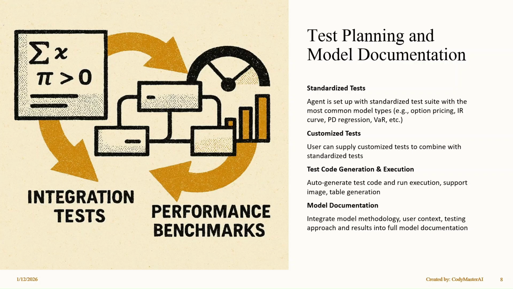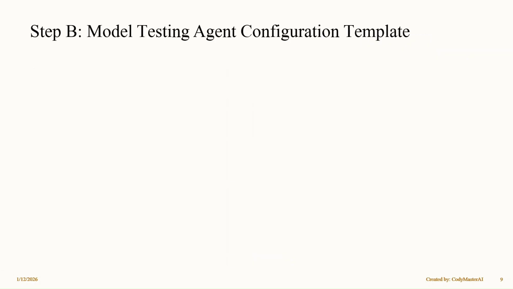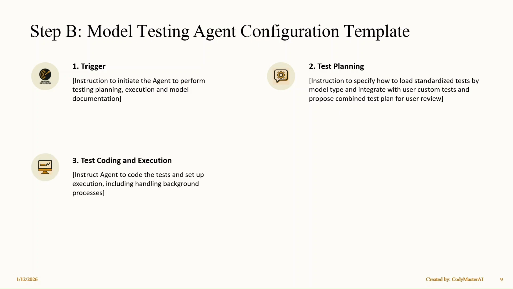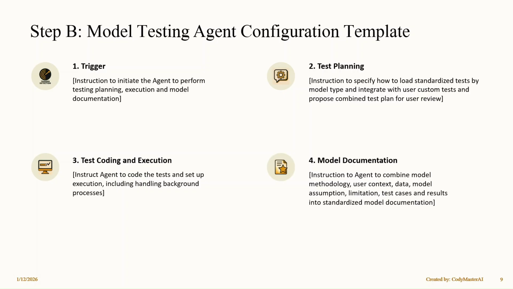Similarly, Step B agent config follows a templatized setup. The trigger guides the agent when to get activated. Testing plan section instructs the agent how to load standard tests and integrate with user-defined custom tests. The test coding and execution section instructs the agent how to generate testing code and execute the tests. And lastly, the model documentation instruction guides the agent how to generate a standard model documentation covering all the critical components from Step A and B.